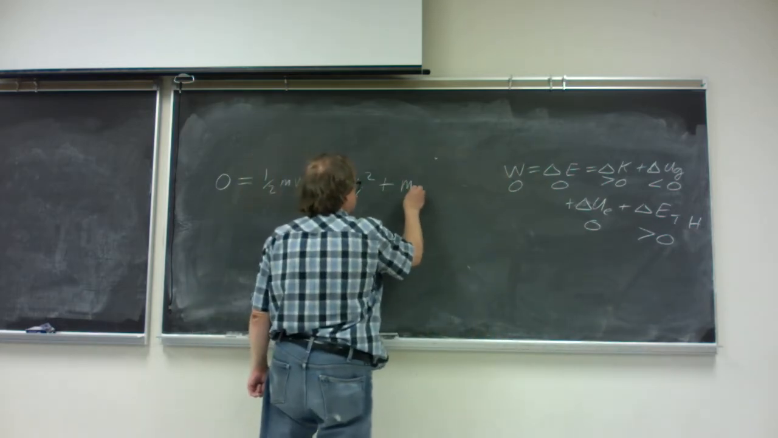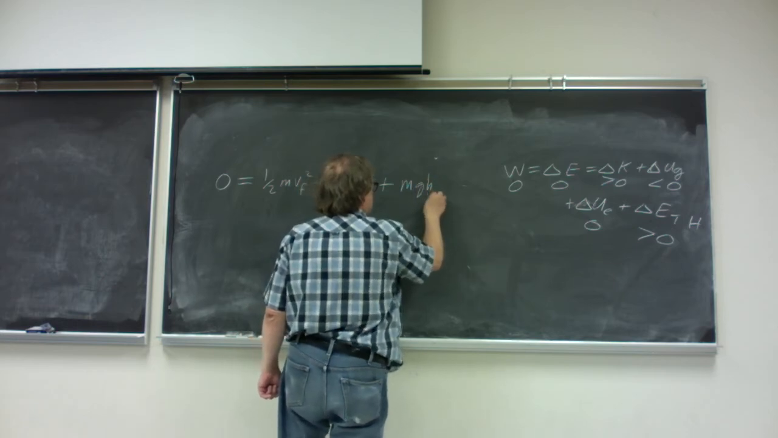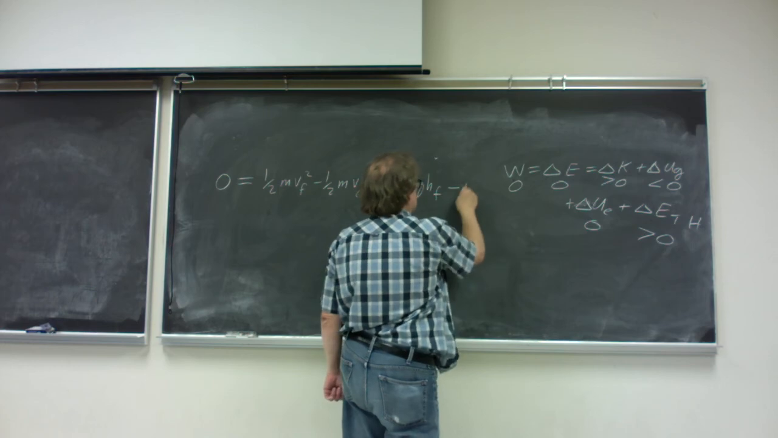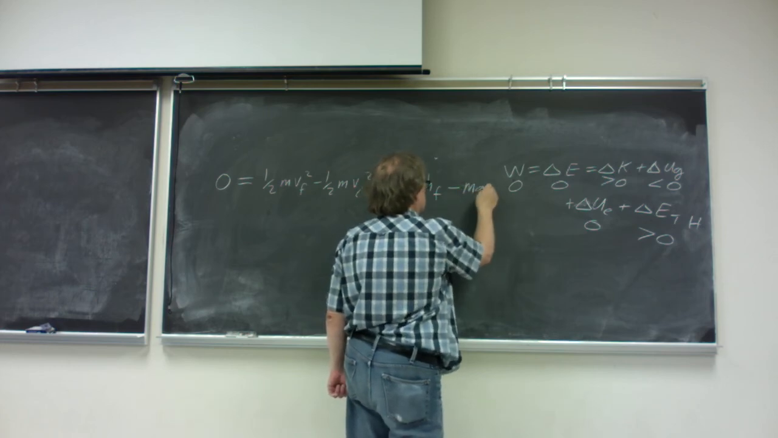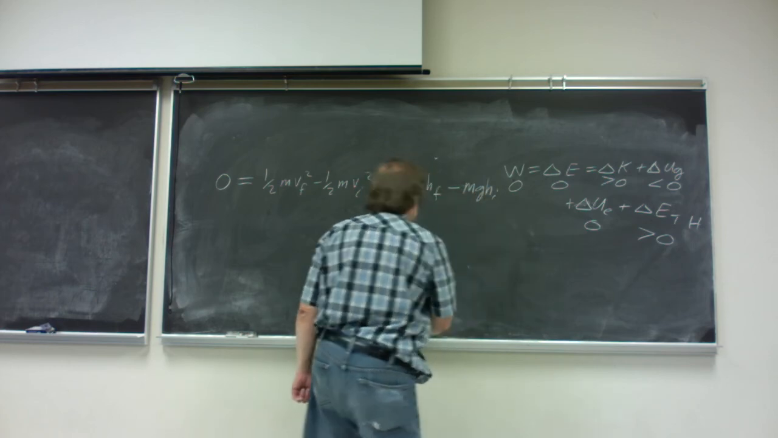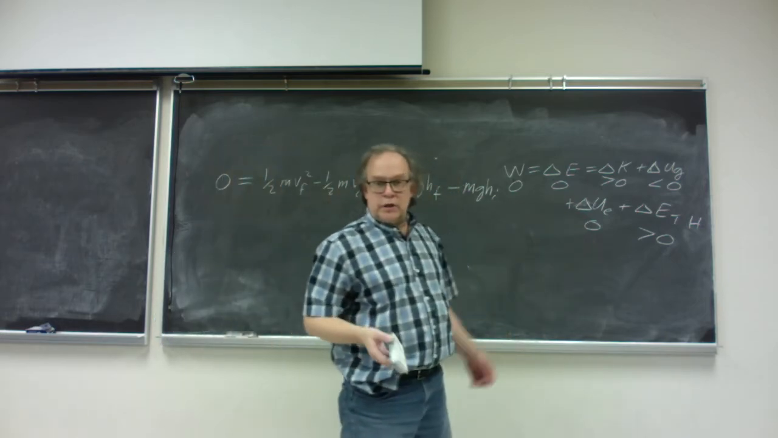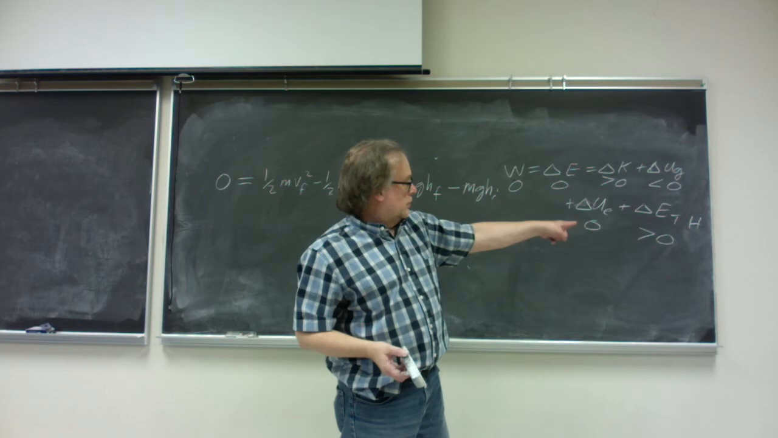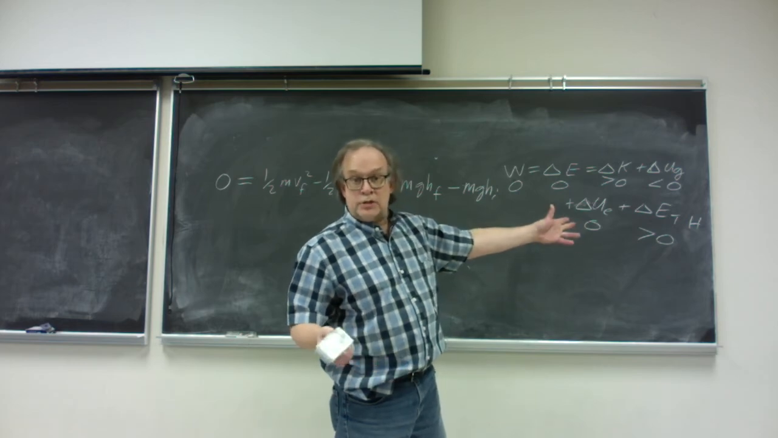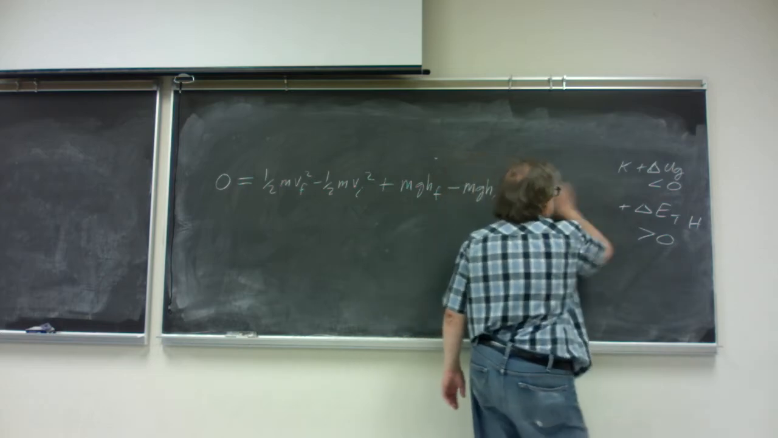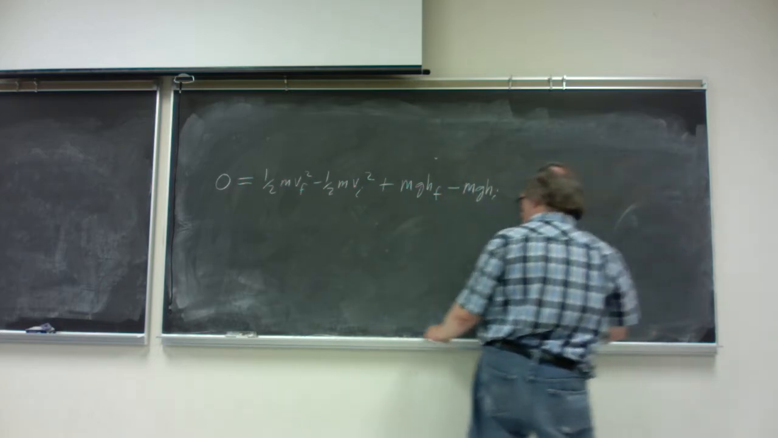So final potential energy, mg final elevation, minus initial potential energy, mg initial elevation. And then that term is zero, so you don't need to bother writing it. And the last term is the important one. That's the number that we're trying to get. We don't have an equation for it, but we really don't need a special equation for it.